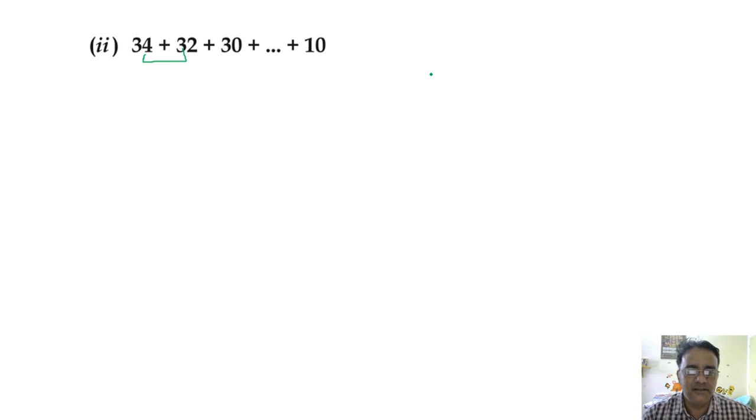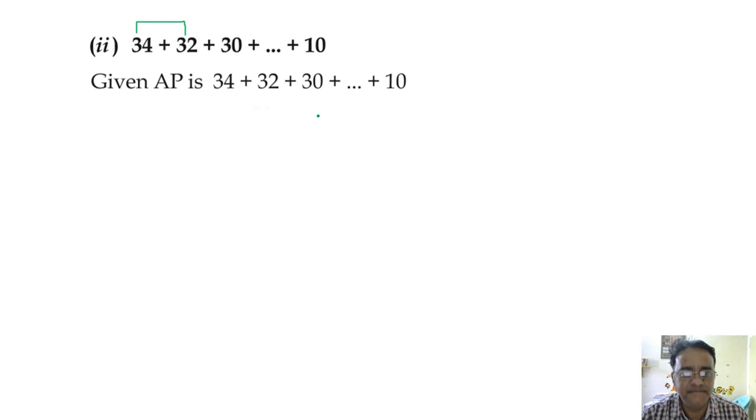To avoid such a mistake, you should keep in your mind that in increasing order d is positive, in decreasing order d is negative, and for the same number d is 0. So what is the first term here? 34. Already we discussed the difference is 2, but it is decreasing order, so d is minus 2. Or you can follow the rule, second term minus first term, that is 32 minus 34. If you follow, you'll get minus 2.